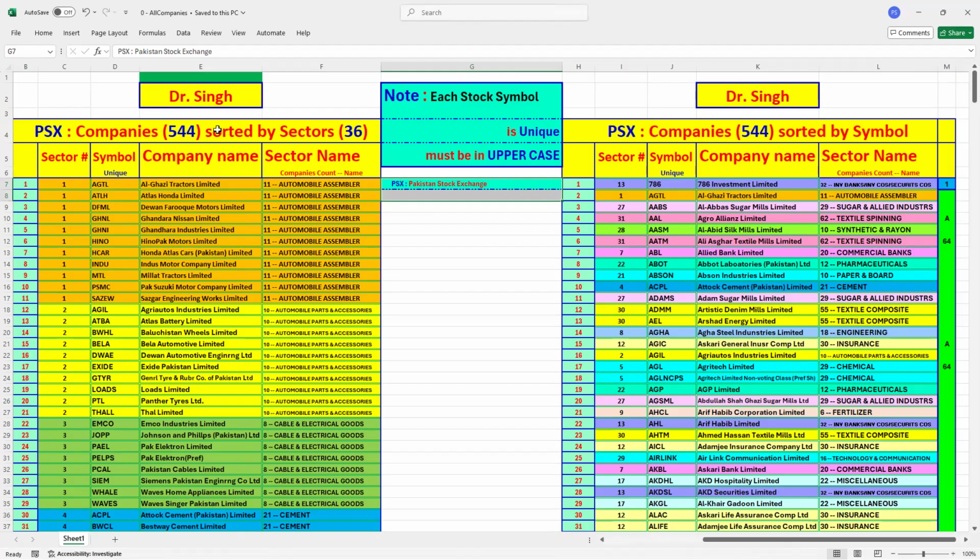So there are 544 companies, and they are split into 36 groups. Each group, or you can call them sectors. So each company belongs to one group only. So we will use the word sectors.